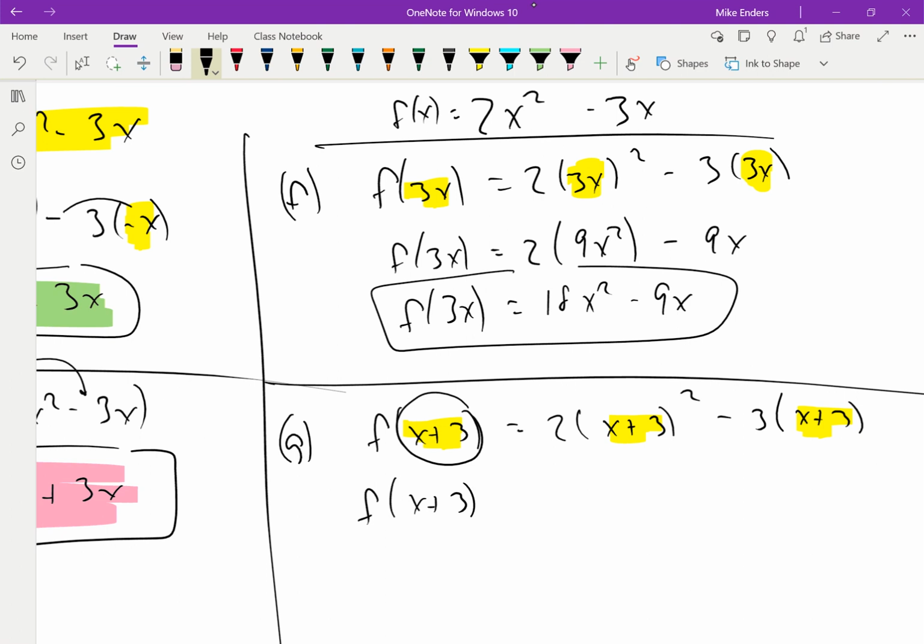So if I take a look at that one, 2 times x plus 3 squared, so that quantity squared, that means 2 times x plus 3 times x plus 3. Then I have this minus 3, so I can distribute that minus 3 times the x plus 3. So I get minus 3x and then minus 9.